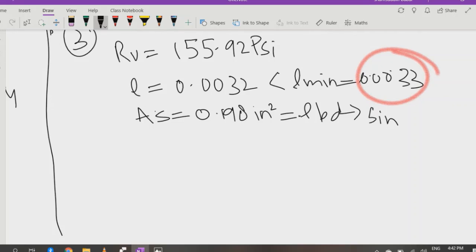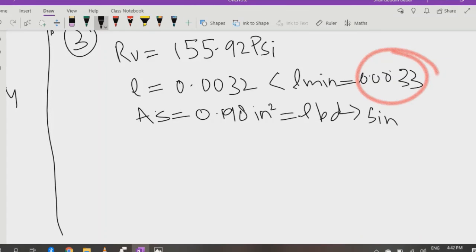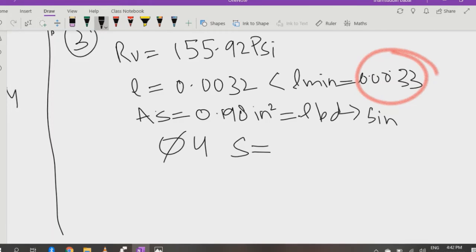And I have decided my number of bars. I have chosen number 4 bar, so the diameter of bar is number 4, and my spacing is 12 inches. I can say that I have chosen number 4 bar at 12 inches spacing.